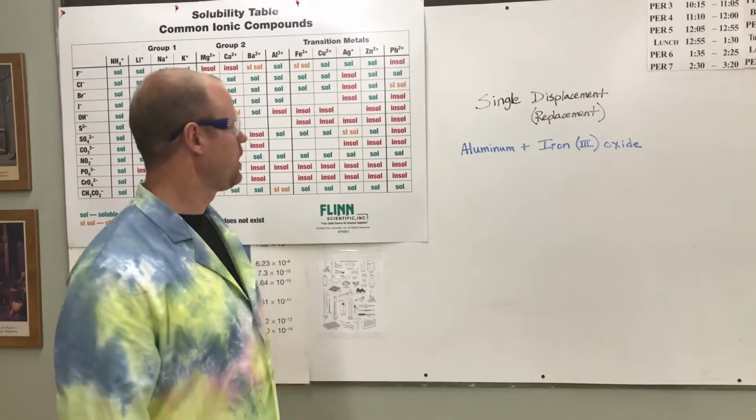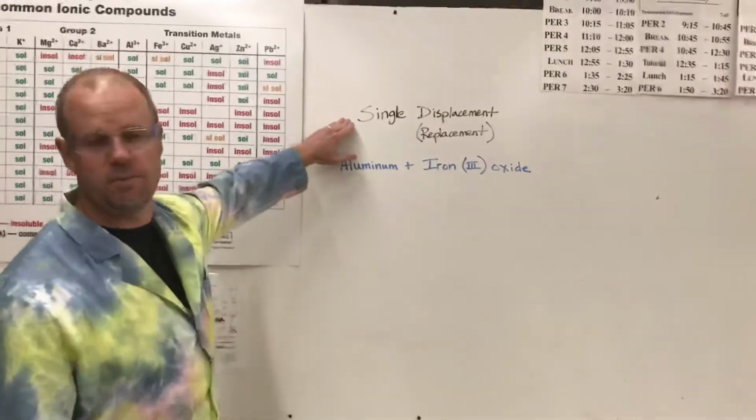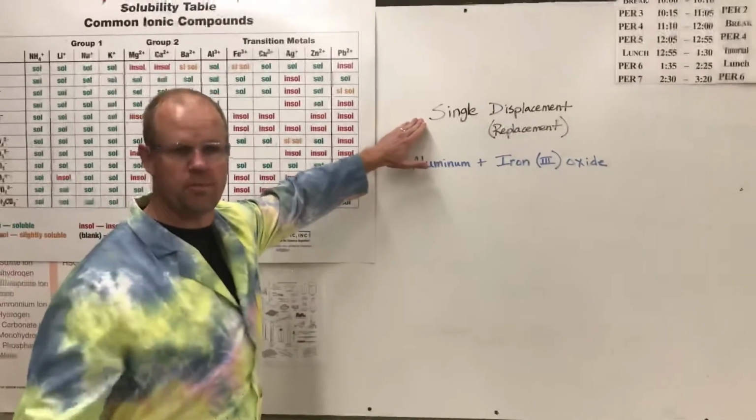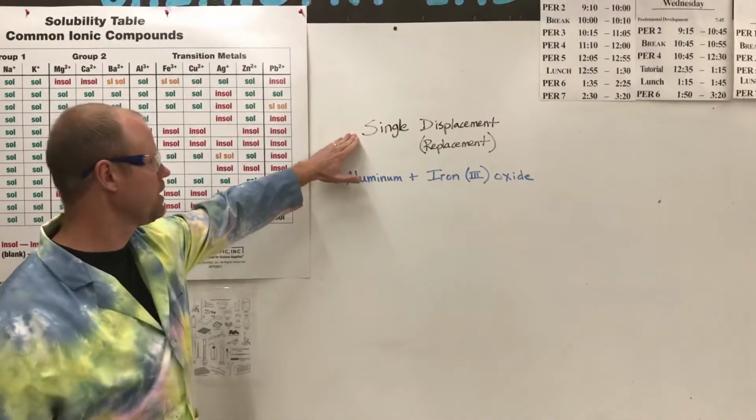Okay, today we're going to look at another type of chemical reaction. This one's called single displacement. It's also called single replacement. Depending on which book or which resource you look in, you'll see both of those terms. They mean the same thing.